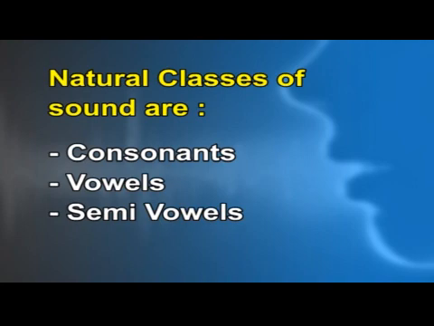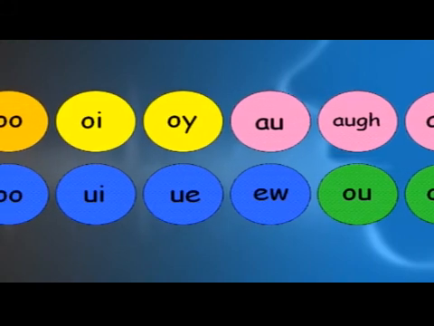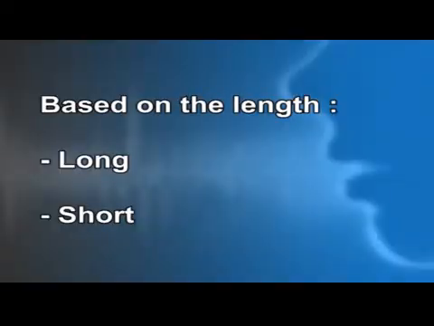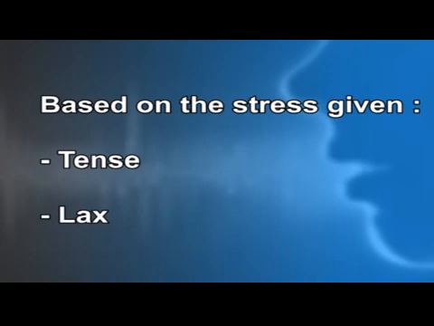Now you know that the different classes are consonants, vowels, semivowels and diphthongs. Next we learned the vowel sounds in detail. There are 12 vowel sounds produced by the vowels. We then saw that keeping many factors in mind, the vowel sounds are classified into various categories. They are classified based on the position of the tongue as front, center and back. They are classified based on the height of the tongue as high, intermediate and low. They are classified based on the length as long and short. Based on the use of lips, they are classified as rounded and retracted. And based on the stress given, they are classified as tense and lax.